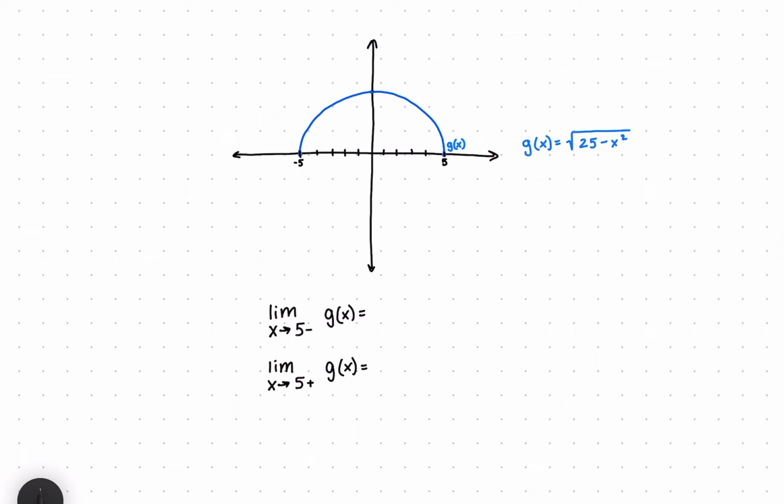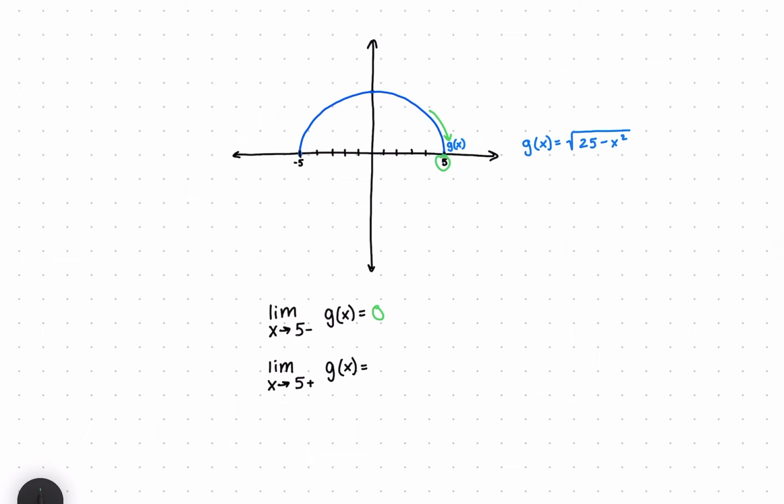And this is a case where that normal limit for the endpoint, which is at x equals 5, wouldn't exist. So let's start by analyzing the limit as x approaches 5 from the left side. Again, using our graph, we can see that as we approach x equals 5 from the left side of that, our function is approaching 0. Simple, kind of like what we're used to.